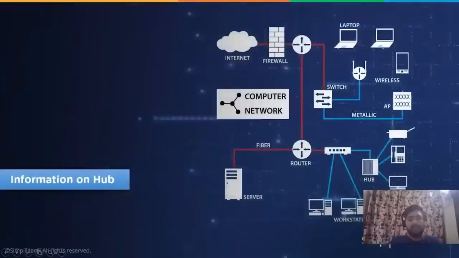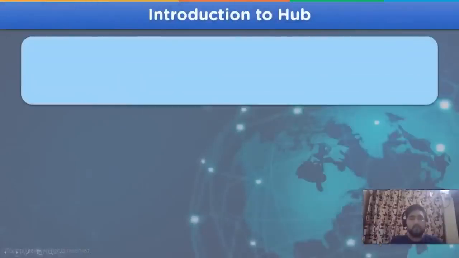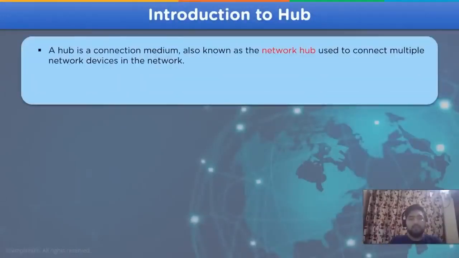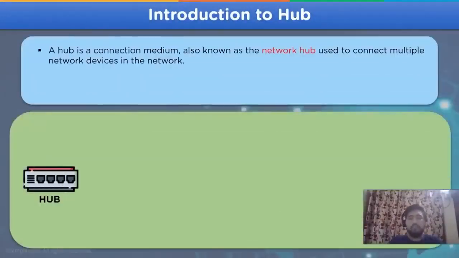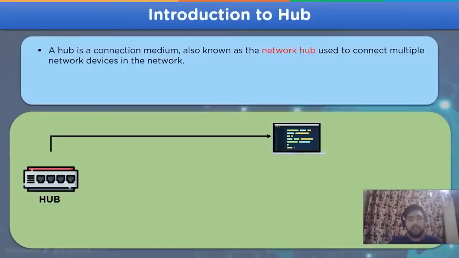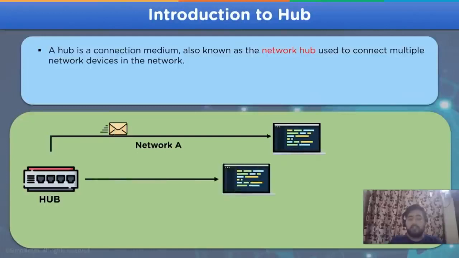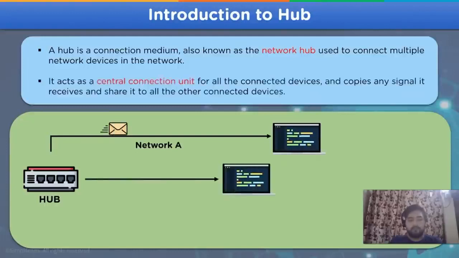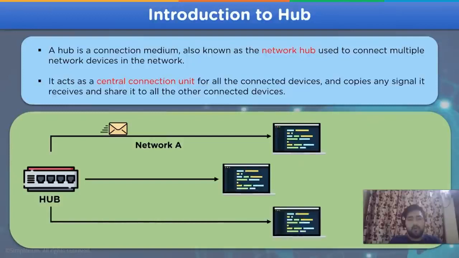Let's begin with the introduction to the network hub. A network hub is a device that is designed to connect multiple network units in a closely connected network channel. So hubs are also used in LAN networks. The network hub shares data with the destination device by acting as a central connection point of data transmission and connecting all the other devices in the channel.